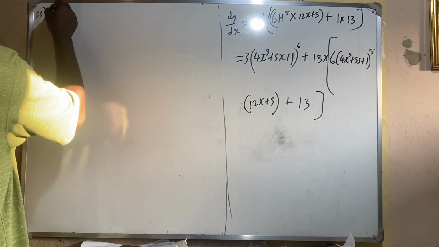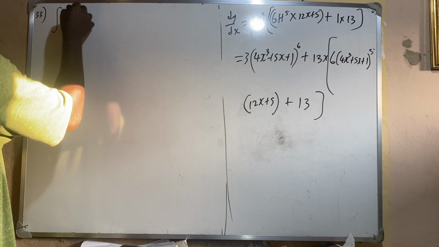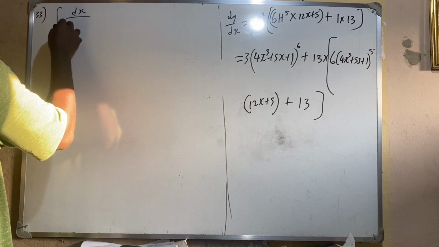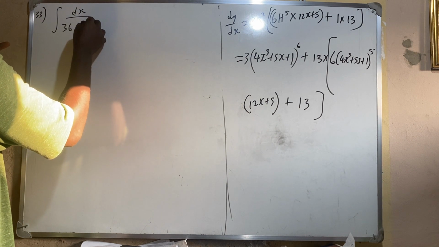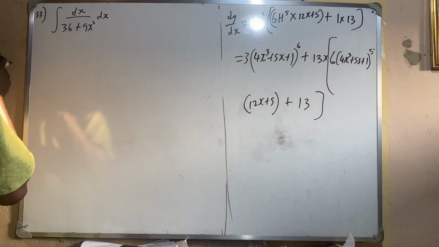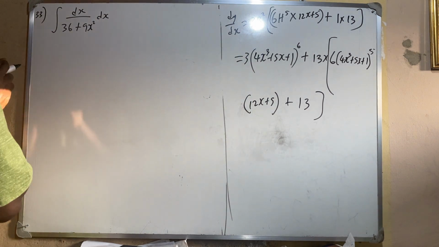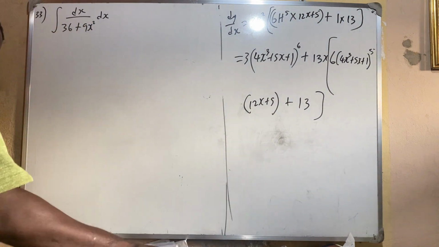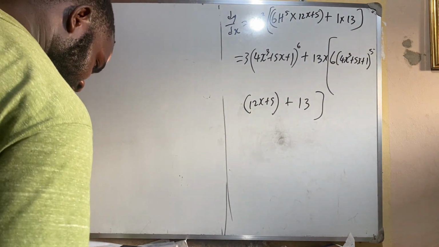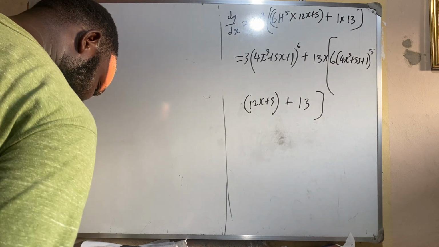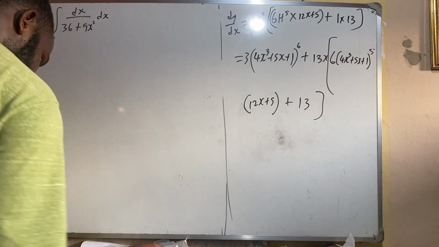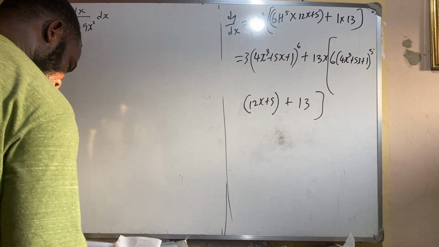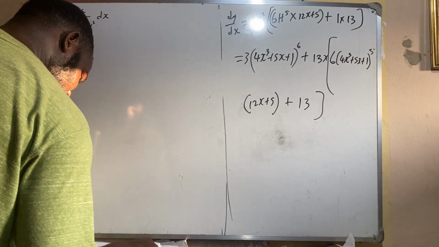Question number 33 says the integral of dx over 36 plus 9x squared dx. Okay, now in this one, let me check it. That is trigonometric integration. I think I have something like that in my past question.